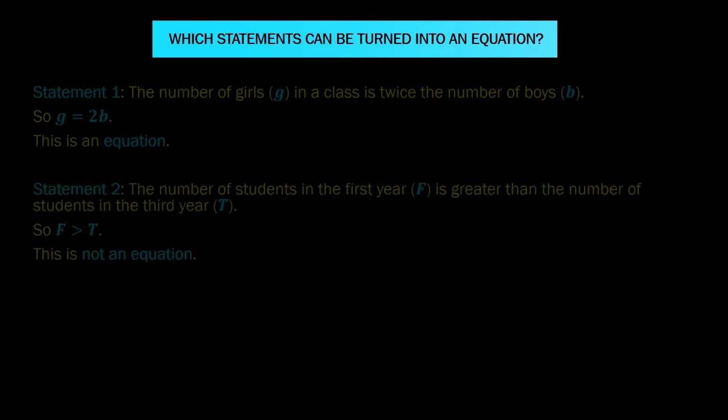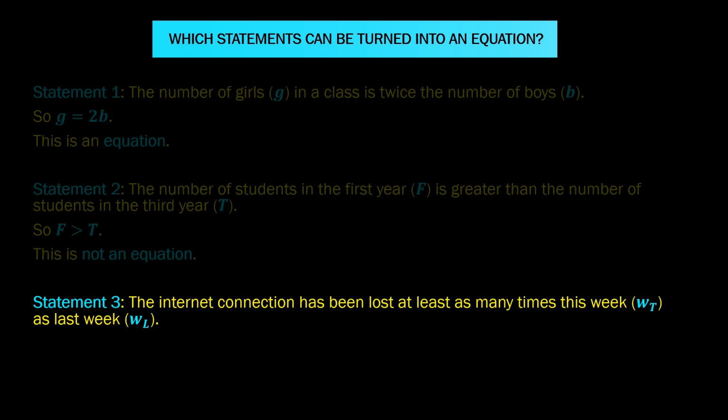And now for the final statement. The internet connection has been lost at least as many times this week, WT, as last week, WL. This can be written as WL is greater than or equal to WT. Again, there's no equals sign here, therefore, this is not an equation.